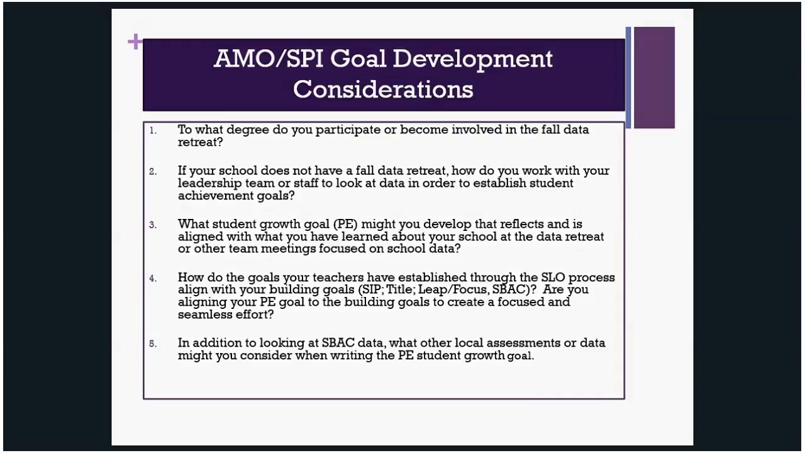All right, I want to get to the goal development. So just some questions that you need to think about when you're looking at writing the growth goal based on AMO and SPI. To what degree do you, as a principal and a superintendent, become involved in the fall data retreat? And if you don't have a data retreat, how do you work with your leadership team to look at data in order to establish student achievement goals? Because certainly your student achievement goal should be a basis for your principal growth goal.